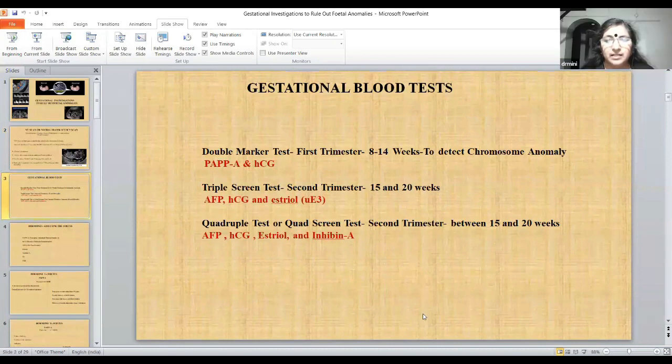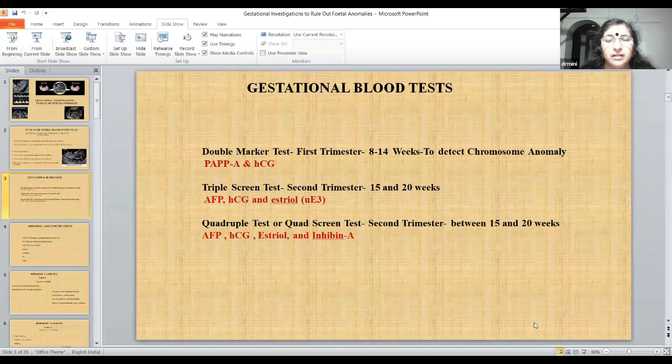Okay, these are the gestational blood tests. Three blood tests are done. The first one is the double marker test. In the double marker test, 2 hormones are checked. It is done in the first trimester, between 8 and 14 weeks, to detect chromosome anomalies.